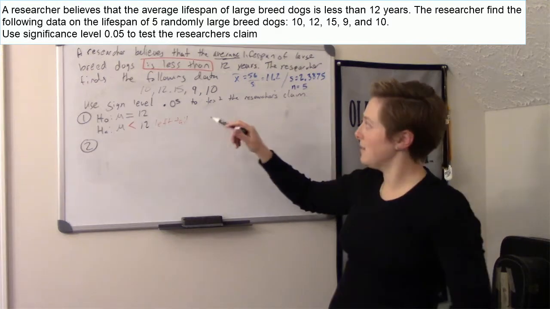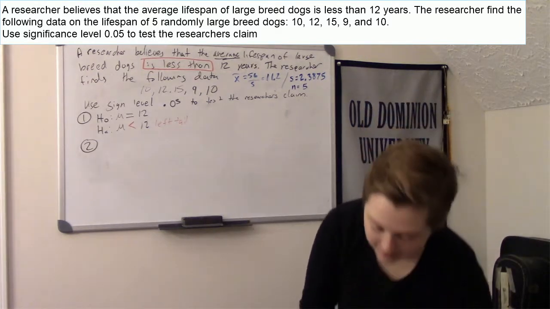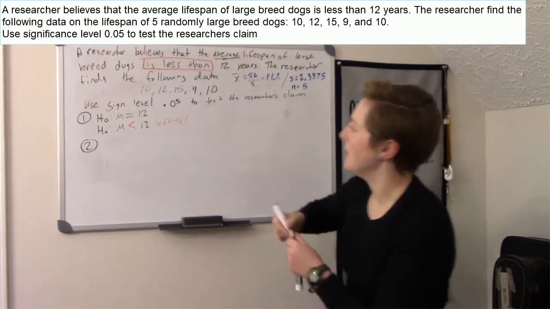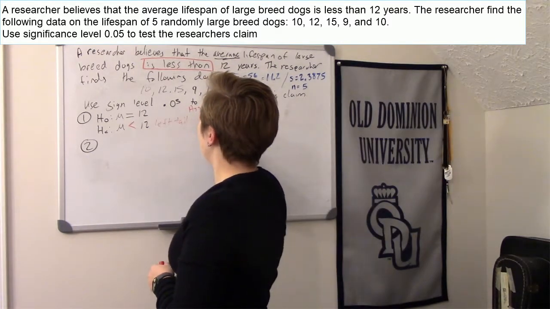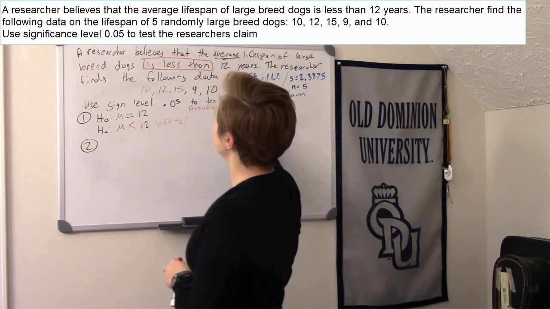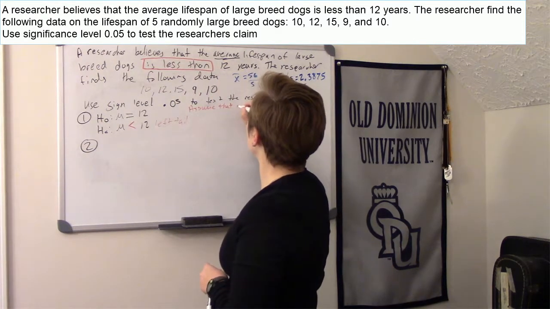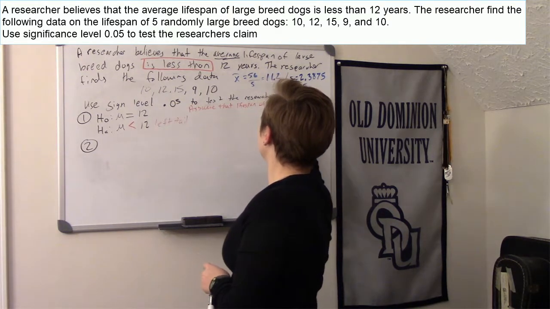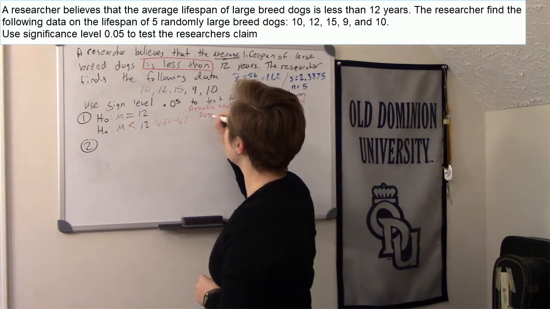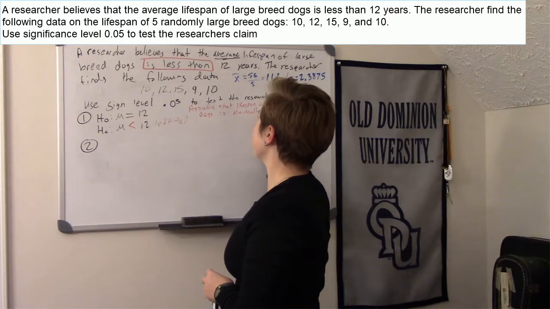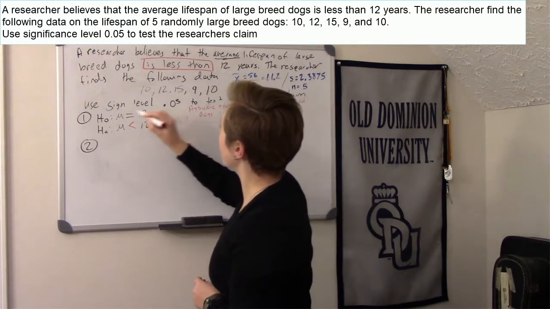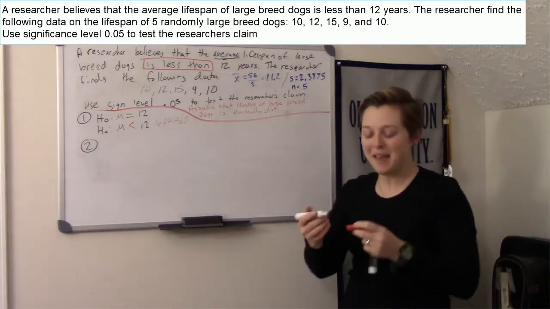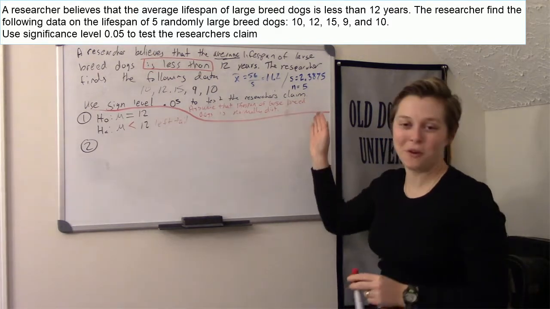You know what? I am missing something really important right here. Let me add a statement to this. Use significance level 0.05 to test the researcher's claim. Let me add to this. Assume that the lifespan of large breed dogs is normally distributed. Okay? That made all the difference. Maybe not to you, but it did to me. Because without that assumption, you would not be able to move forward with this test.